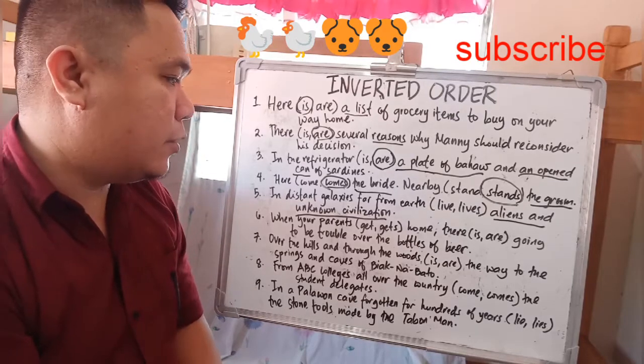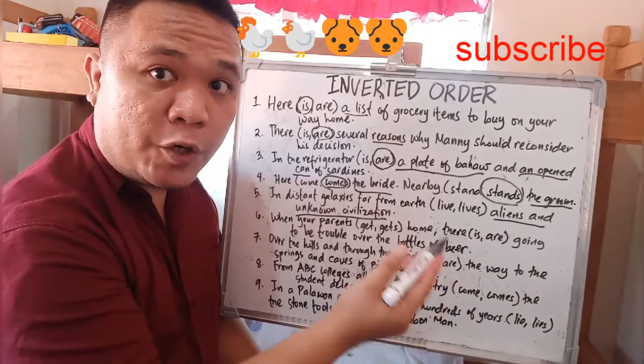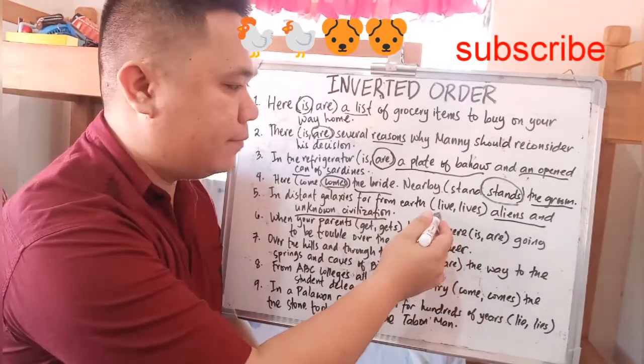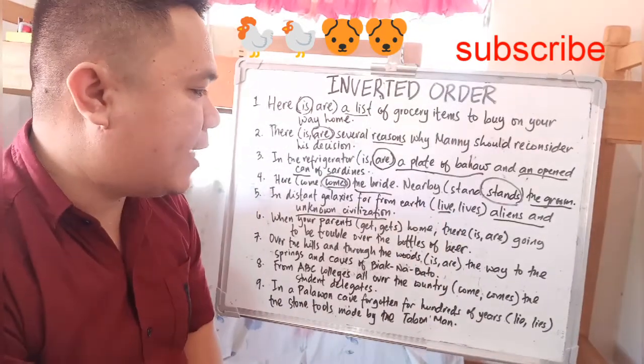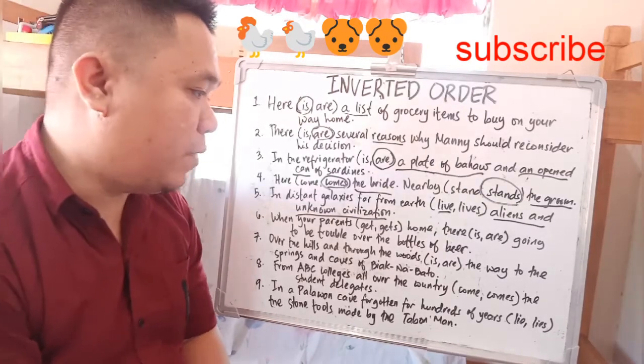Compound subjects are plural, and we need a plural verb. A plural verb in the present form does not end in s. Okay? Next, when your parents get home, there are going to be trouble over the bottles of beer.